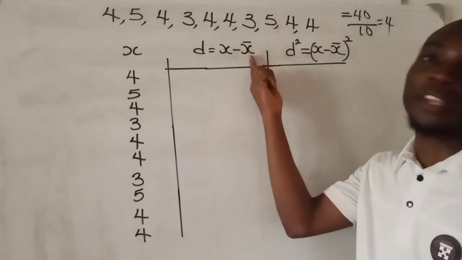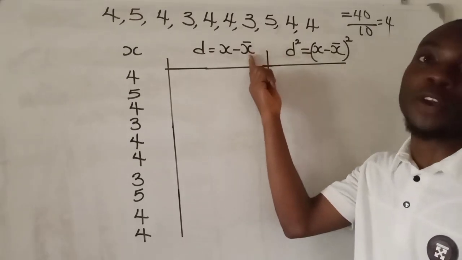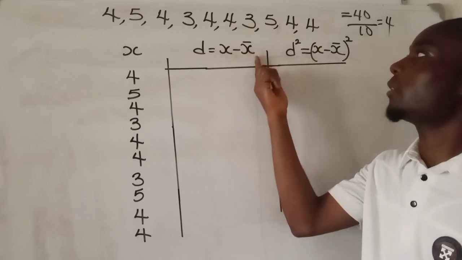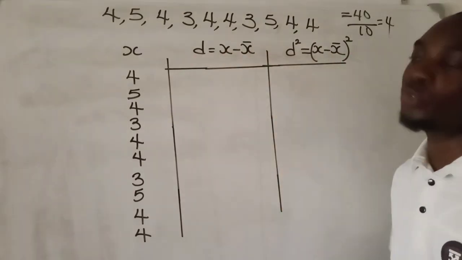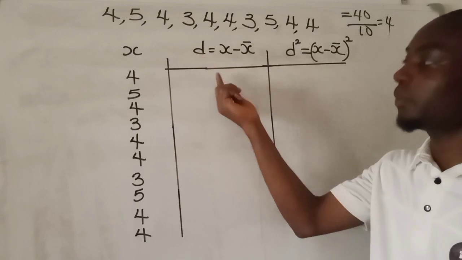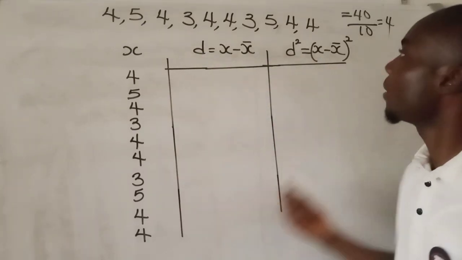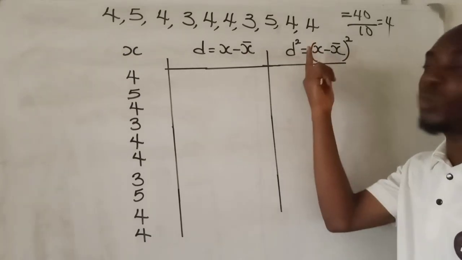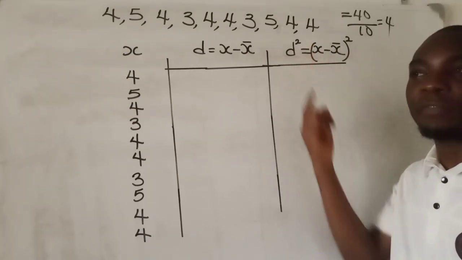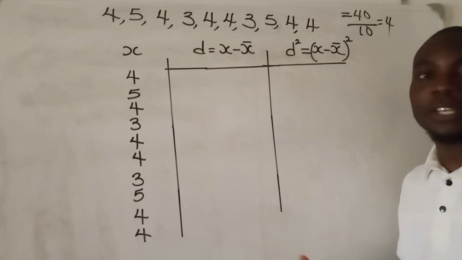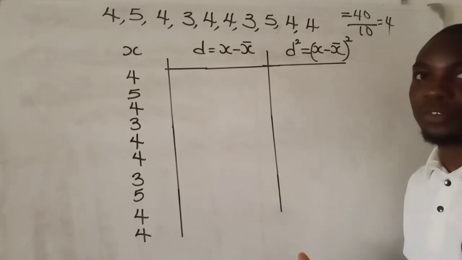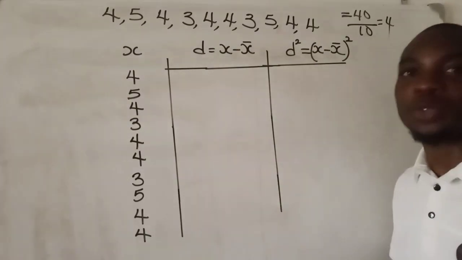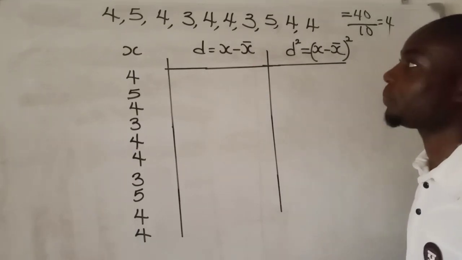This symbol you are seeing, x bar, is for the mean. All right. So x minus mean, and this is x minus mean all squared. So we'll first get the deviation, filling up this table. I'll also get the deviation squared, filling up this table. The deviation squared will help us to get the variance. After we've gotten the variance, we'll now get the standard deviation. All right. Make sure you watch this to the end so you can understand it step by step.